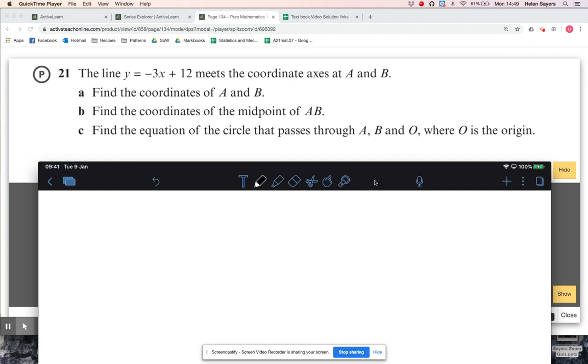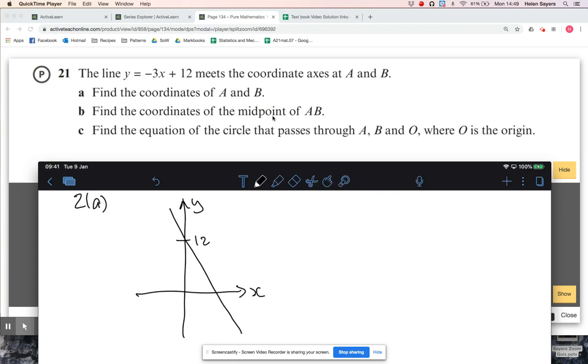So I will do a quick sketch. You possibly don't really need one. So minus 3x plus 12. So y-intercept of 12 and a negative gradient. So it can look something like that. So in fact, one of our answers we've already identified.